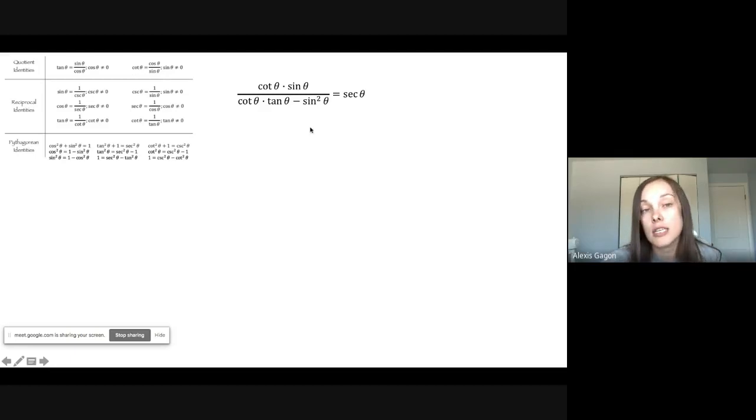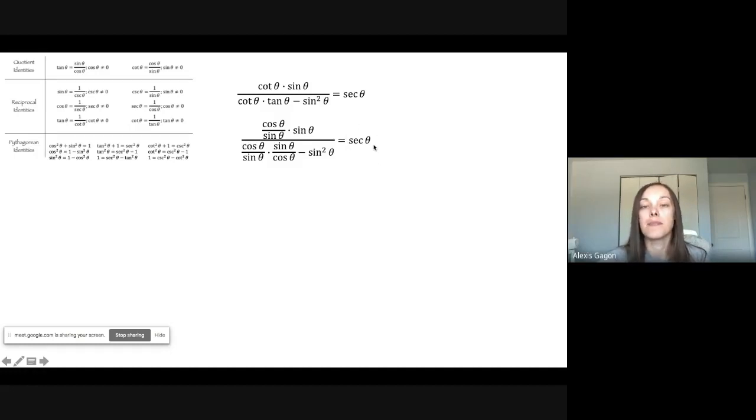So cotangent is the same as cosine over sine. That sine is going to stay as sine. And then this cotangent, same thing. If I'm switching it to sines and cosines, that's cosine over sine. Tangent is sine over cosine. And then minus that sine squared of theta. And I just kept that equals secant of theta just to show this.